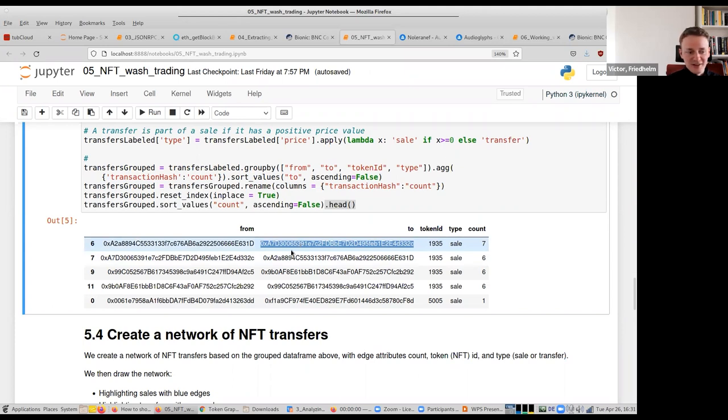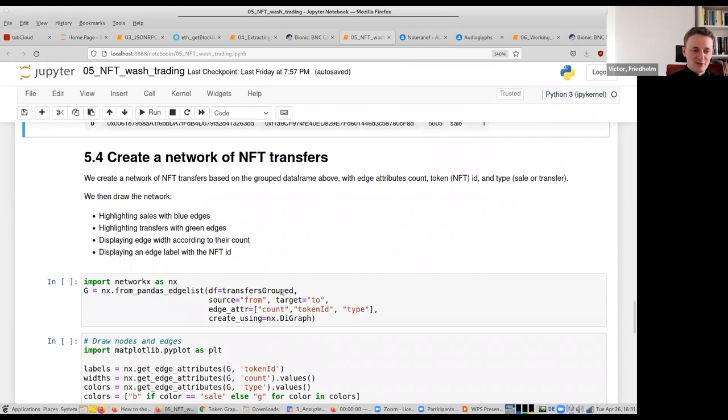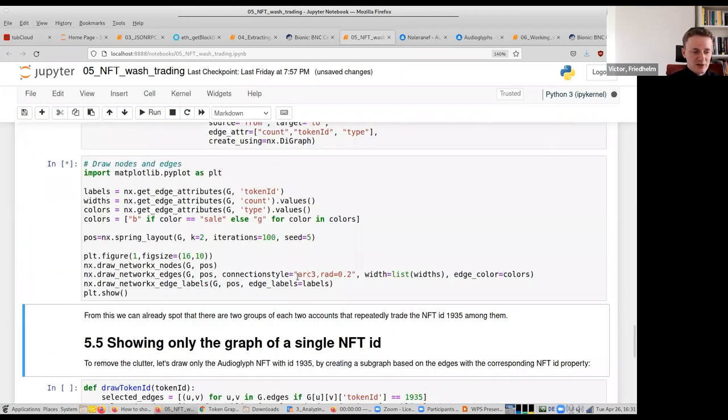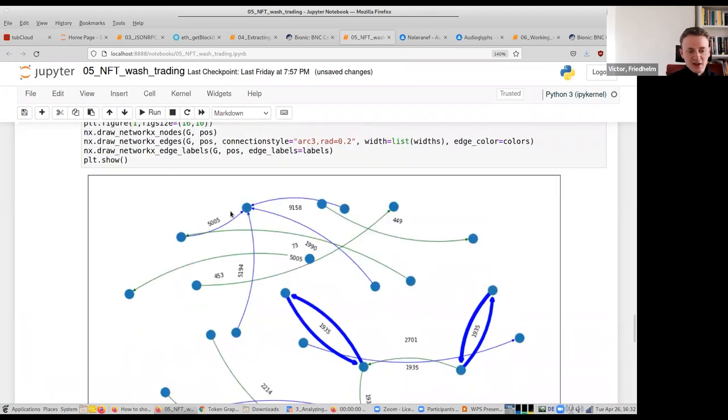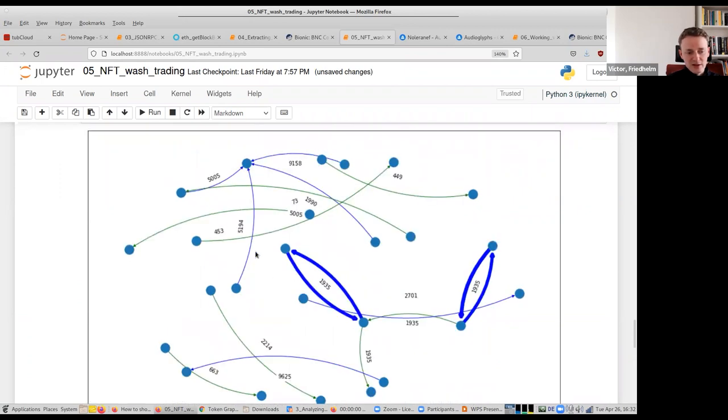And then the other way around happened 6 times. Okay, seems promising. So let's look at it from a network perspective and actually plot how that looks. We can then see, marked with each NFT ID that we see in this time range, that this particular token ID, NFT ID 1935, has apparently been circled here between these nodes and between these nodes as well.